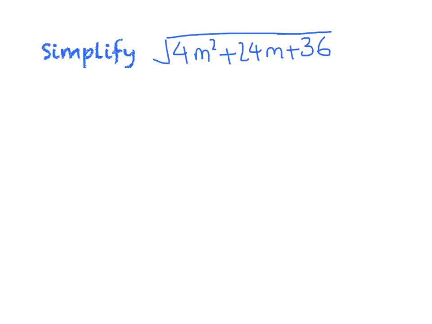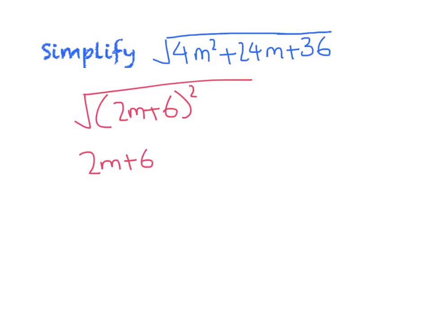For our last equation, we want to simplify an algebraic expression. If we look carefully at what's under the root, we see that it's actually a perfect square. So that means then we can rewrite it as the square root of 2m plus 6 squared. And that means that our answer is 2m plus 6.